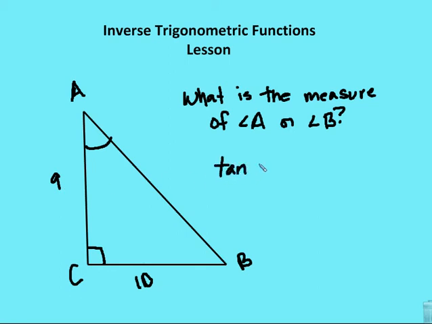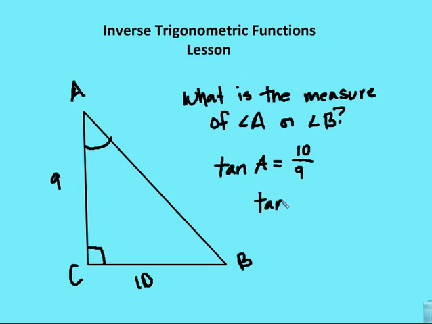So tangent of angle A is equal to the opposite value, or 10, over the adjacent value, which is 9. But that doesn't tell me what the measure of angle A is. It just tells me what the tangent of angle A is. In order to figure out what angle A is, we use something called an inverse trig function. And in this inverse trig function, we're going to figure out what the measure of angle A is by the relationship that's provided to us.